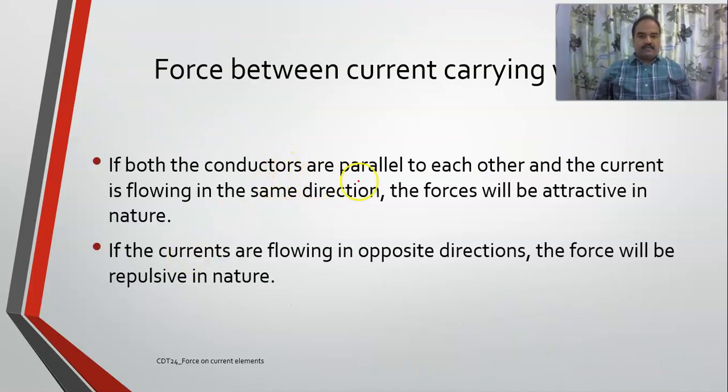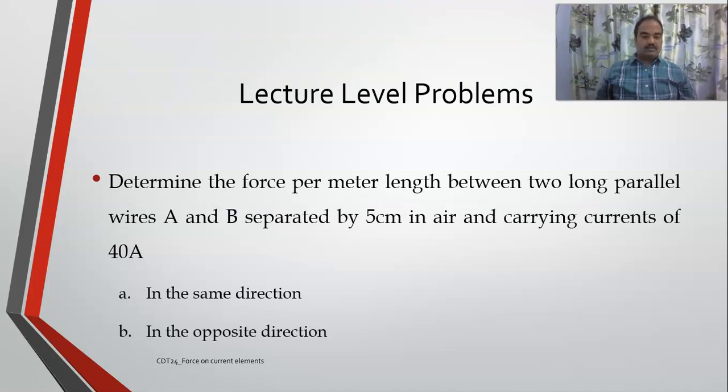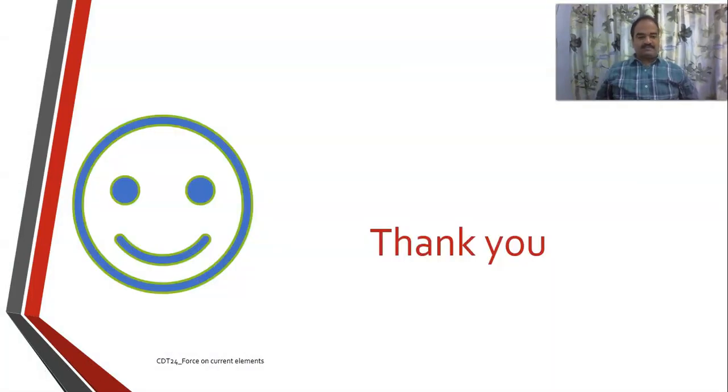If both the conductors are parallel to each other and the current is flowing in the same direction, then the forces will be attractive in nature. If the currents are flowing in opposite directions, the forces will be repulsive in nature. Now, I hope you are able to understand the concept of magnetic forces, and that you will be able to compute forces between differential current elements. This is a simple problem. You need to do the problem and get back to me in the next class. Thank you.